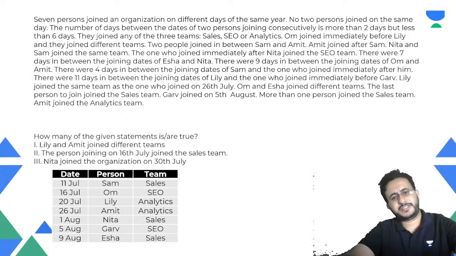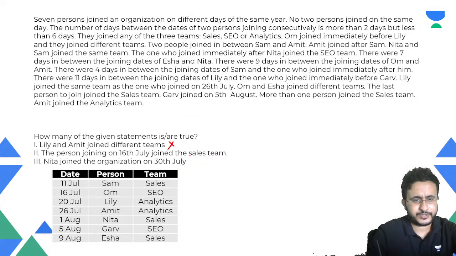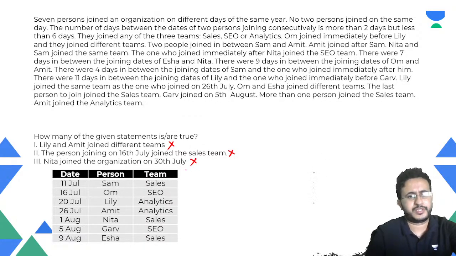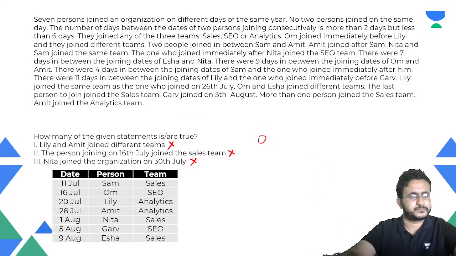How many of the given statements are true? Lily and Amit are in different teams. That is false. The person joining on 16th July joined the sales team, and that is also false. Neeta joined the organization on 30th July. That is also false. So all of these are false. So you can say zero. None of them is true.